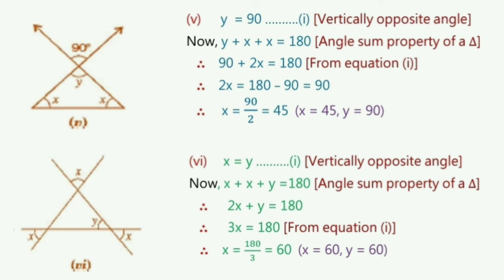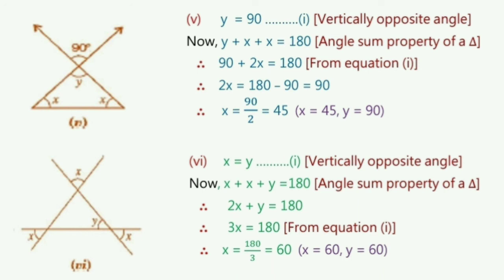Here please see the given figure properly. Here x is equal to y. It is from the right hand side. It is given y. They are vertically opposite angles. Therefore x plus x plus y is equal to 180. It's the angle sum property of a triangle. Therefore 2x plus y is equal to 180.